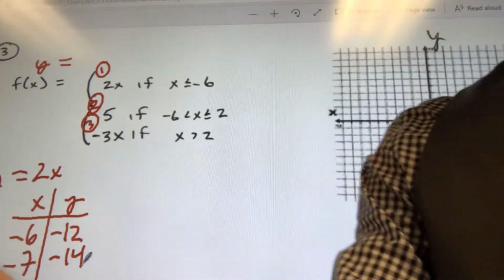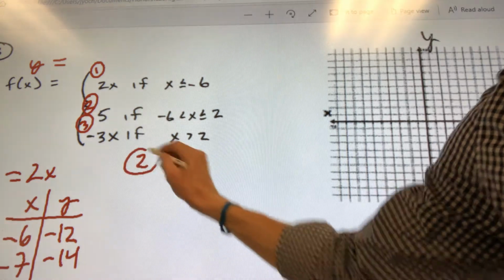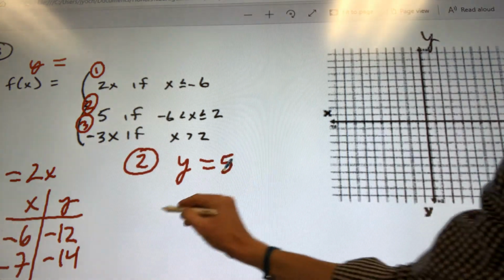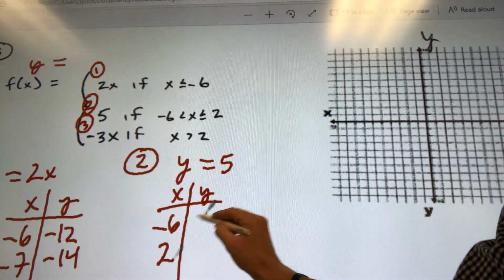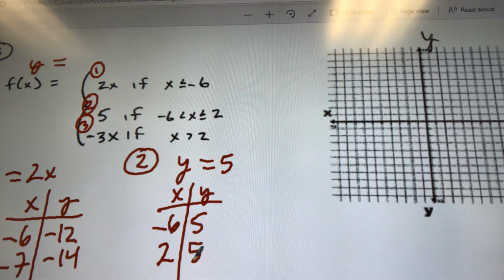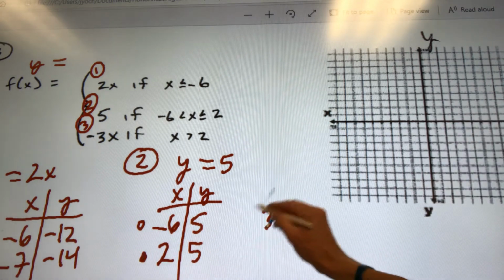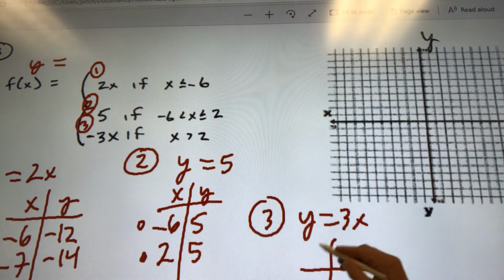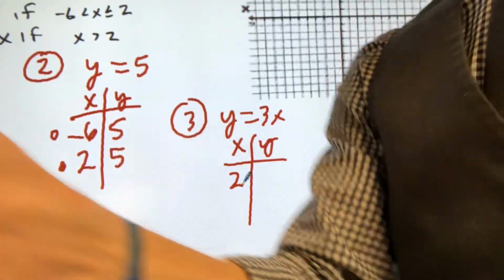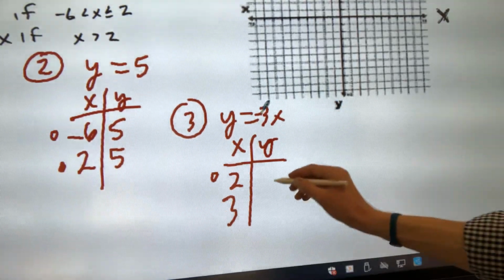Here you go. Closed circle at -6. Then y equals 5 between -6 and 2, and y is going to be 5 no matter what. Open circle at -6, closed circle at 2. The next one is y equals 3x. Now I know it says x has to be bigger than 2, but I'm still going to use 2 there. I'm going to put an open circle at it, and then use 3 and say 3x.